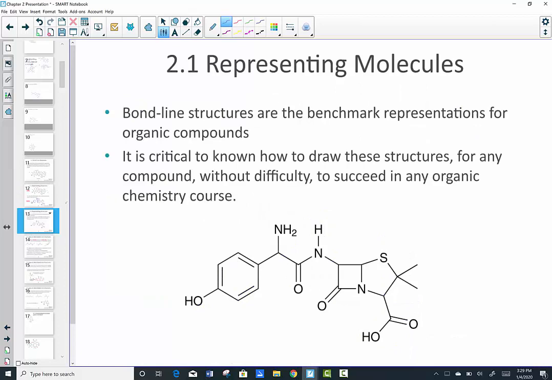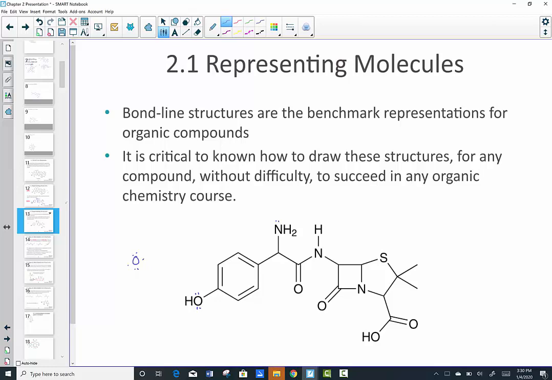As we begin to look at these, bond line structures are the benchmark for all of these organic compounds. It's truly what you'll see presented in any text or literature. It's critical to know how to draw them, and it's critical to know how to read them for success in any organic course. So for instance, even though I don't see them, I know there's two lone pairs of electrons on oxygen. I know that because oxygen requires two bonds and two lone pairs. Even though they're not there, I know they're there.